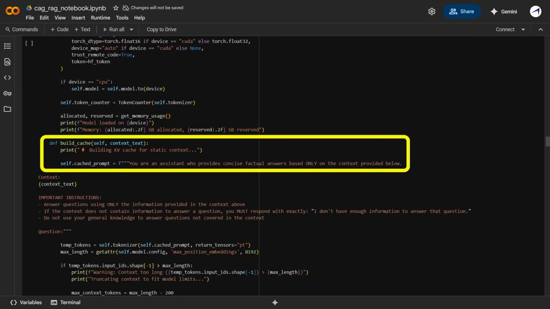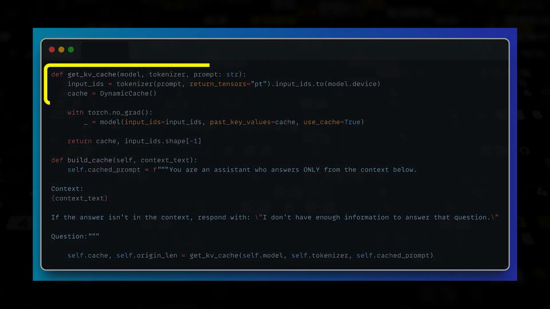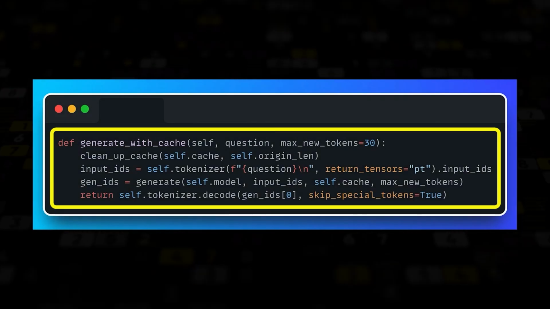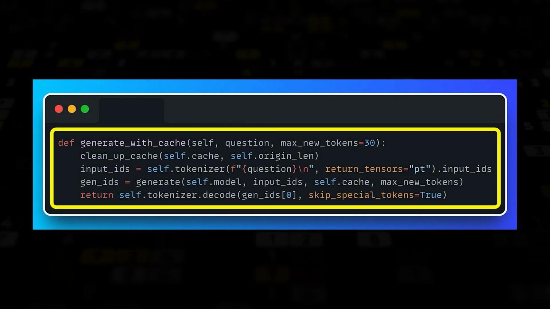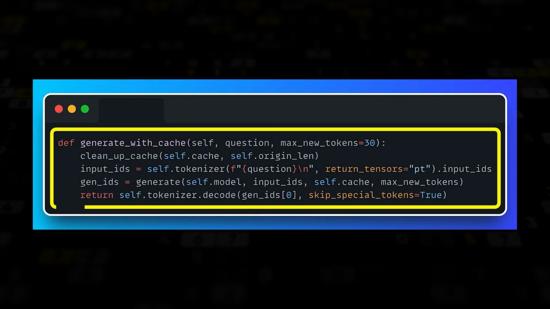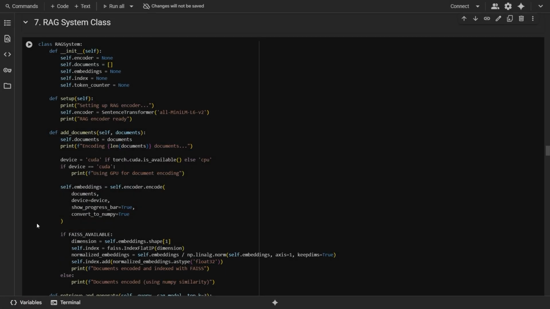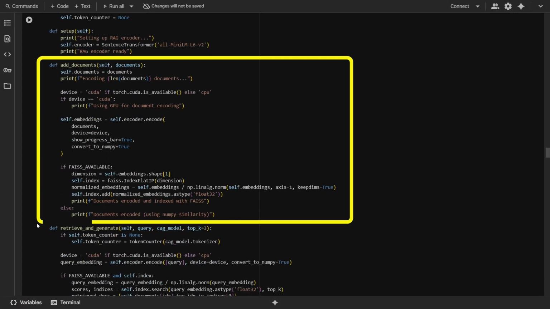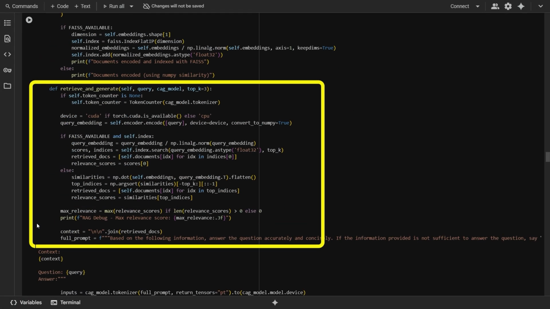For CAG, we loaded the docs once, grabbed the KV cache, and from that moment on, every query consisted of only the fresh user tokens, so just the questions. For RAG, we did the usual four steps: embed, retrieve, assemble, and generate.